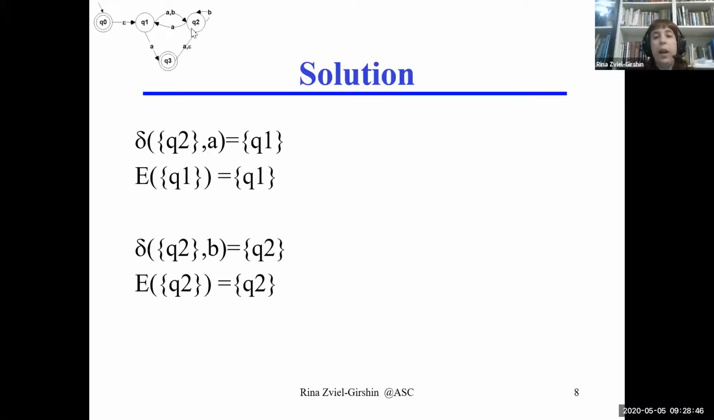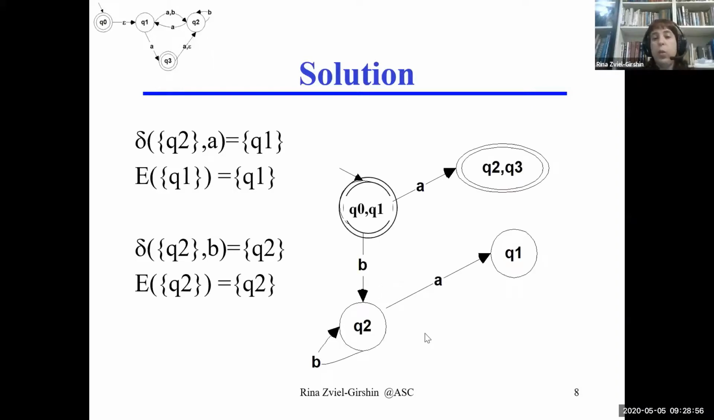Q2 with B, I have a self loop, so I stay at Q2. The epsilon closure of Q2, once again, we don't have an epsilon transition, is Q2. So I add a self loop from Q2 to Q2 with B, and with A, I move to the new state Q1. So currently, let's see what we have.